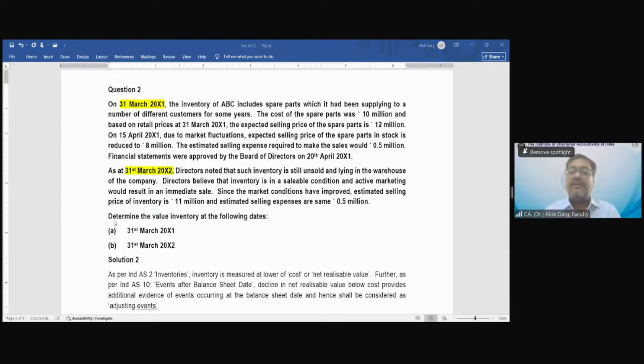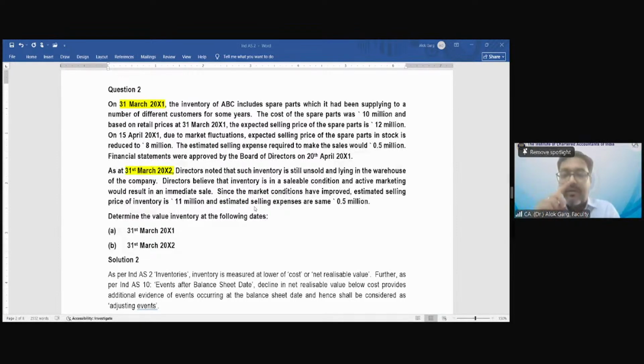Now, on 31st March 2002, it has gone up to 11 million. And the selling expenses is 0.5 million. So what is the NRV? NRV is 10.5. And what was the cost? 10. So now cost or NRV, whichever is lower. What is lower? Cost is lower. Cost is 10.